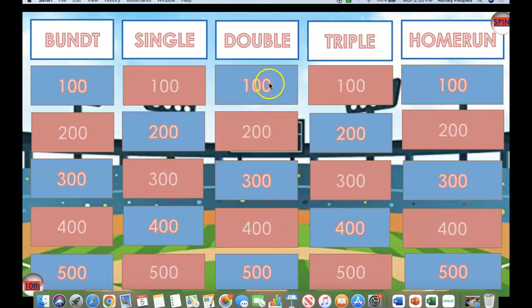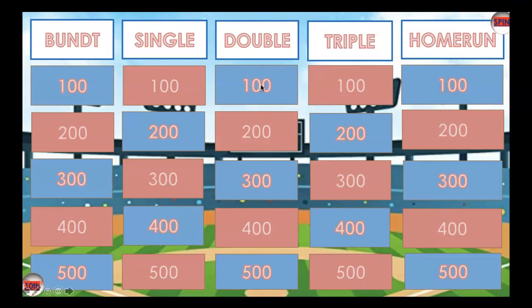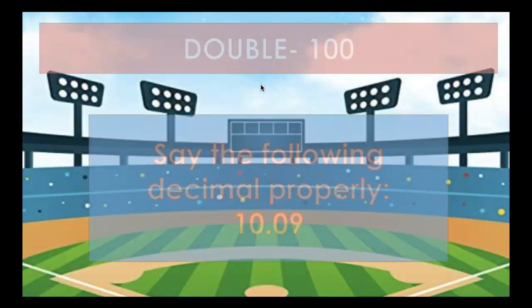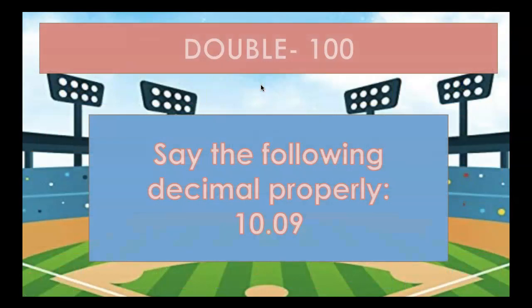So if the student chose double for 100, this would be given to the team, and they would be able to work and collaborate as a group to figure out how they would like to answer the question, which states, say the following decimal properly. So this one will require the students to not use the word point and just say 10.9 or 09, but they will have to actually say it correctly.